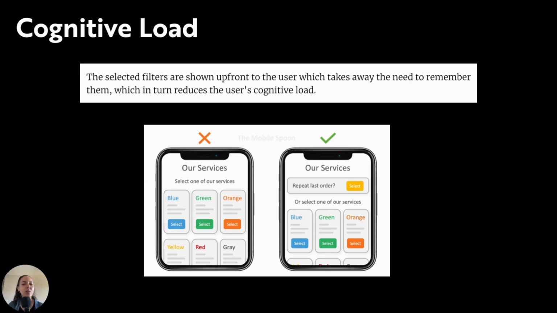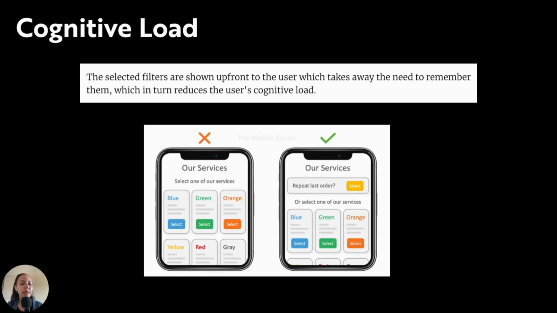Cognitive load. So this is the cognitive load. You see, these are the selected filters. You can see that this is very much like you don't really know what to do. You're overloaded with so many tabs. What if we made you do something that would make you think less? You can just select what you just ordered and do it, or you could select the services. So I'm giving you options where you don't have to remember whatever you did.